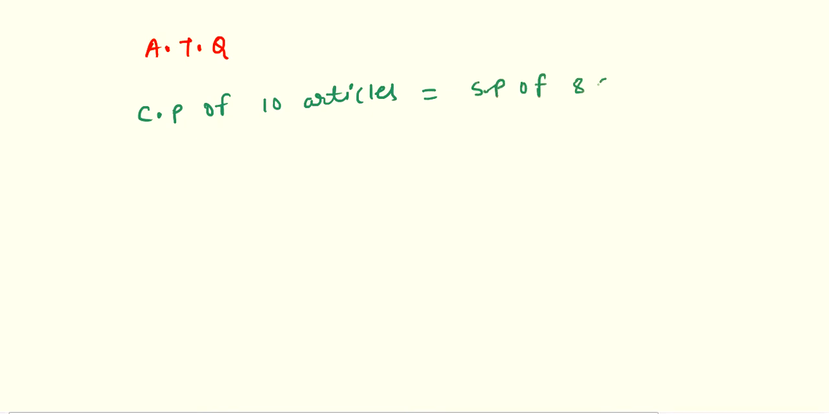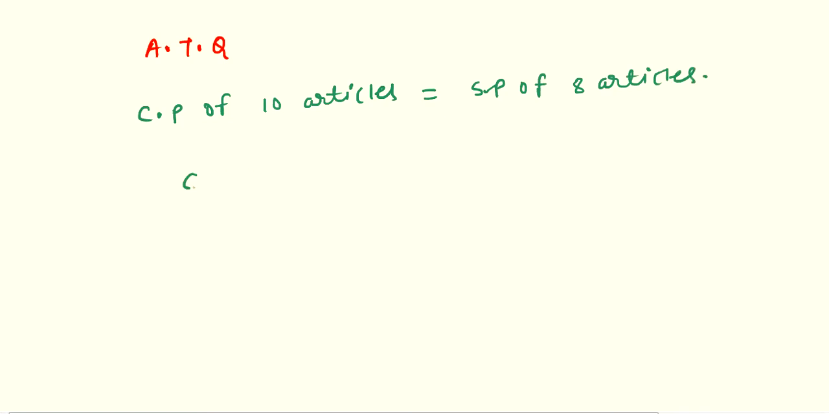So now in question number 11, 12, 13, 14, 15, these all are the same. So I am solving here question number 11. Find the loss or the gain percent if the CP of 10 articles, all of the same kind, is equal to the SP of 8 articles. So according to the question, it is given that CP of 10 articles equals SP of 8 articles.